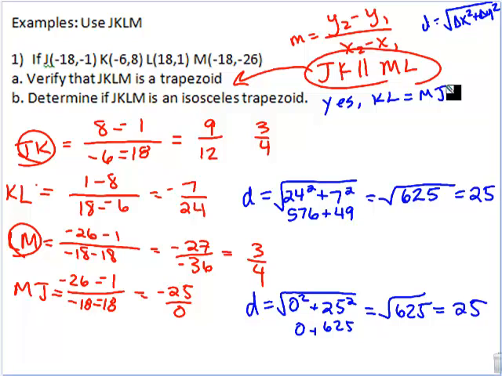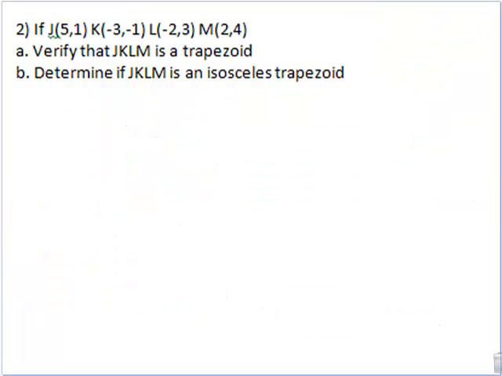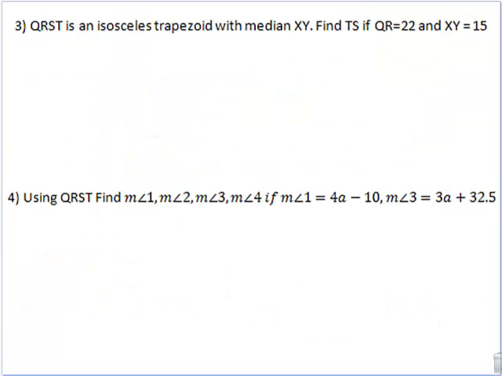Does that make sense? Do we need to see a second example like that, or are we okay with just that one example? We're okay with just that one? Yeah, the other one's just like this. We do the same steps. First the slope and then the distance. Okay, so that was this one. So we'll skip over this example and we'll go to the next ones.